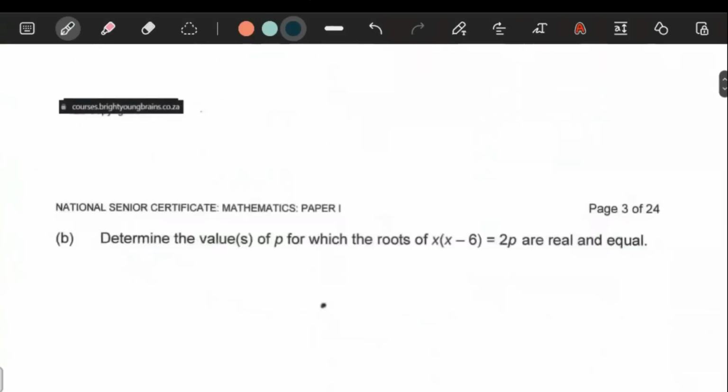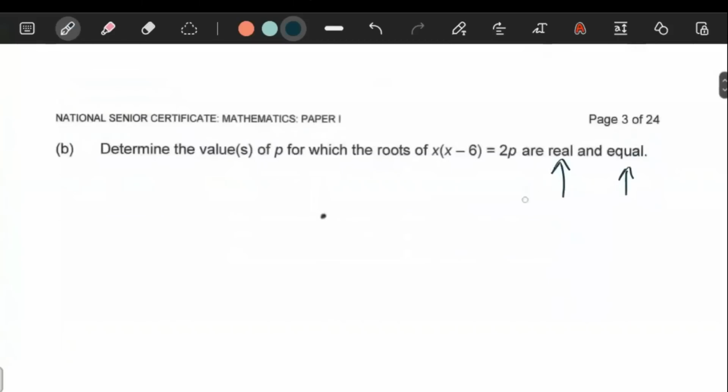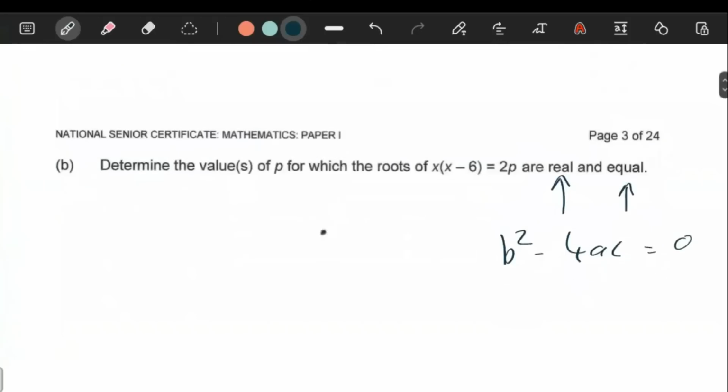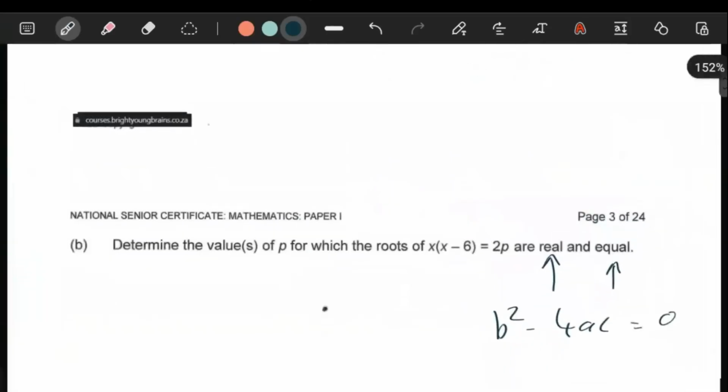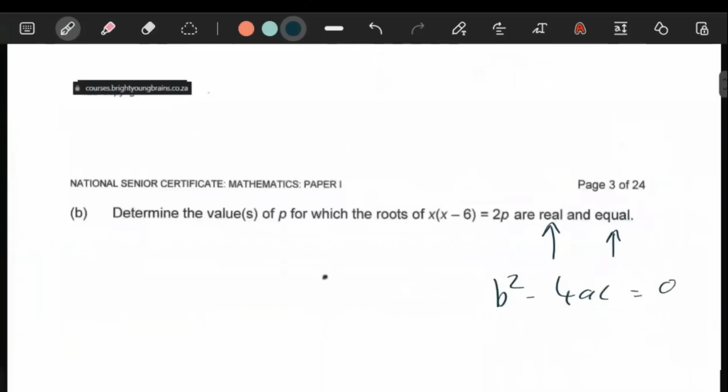B says, determine the values of p for which the roots of this equation are real and equal. So if your roots are going to be real and equal, you have to consider where b squared minus 4ac is equal to 0. You see, nature of roots questions, you obviously need to know your work when it comes to those kinds of questions. So you always want to put this in quadratic format first before you can make use of this equation.